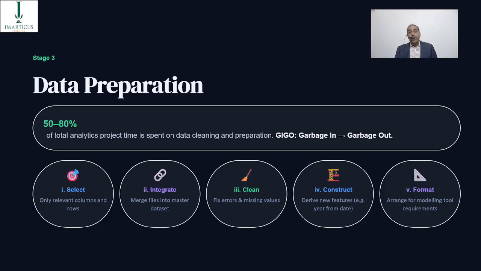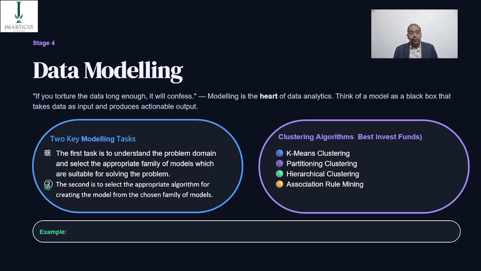Or finding out the longitude and the latitude to find out the geographical location of the company, the zip code, etc. And finally, arrangement of data or formatting the data in such a way that we can use it for building our models. So this is the most important stage of data analytics. Okay, that is data preparation. Stage 3. Stage 4 is data modeling.